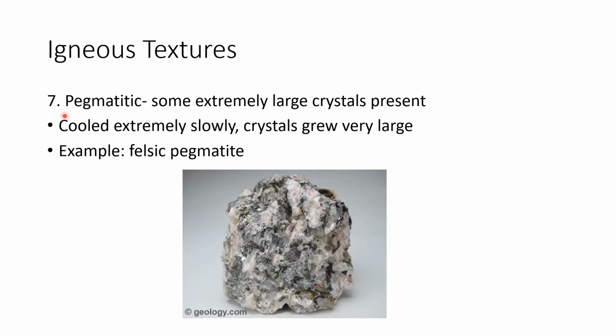And the final igneous texture is pegmatitic, and this texture is when there are some extremely large crystals present in the rock, much bigger than phaneritic crystals. These very large crystals indicated that the rock cooled extremely slowly, most likely very deep underground. The example I have here is a piece of felsic pegmatite. You can see these big pink and white crystals that are much bigger than the crystals that you would find in a normal piece of granite.